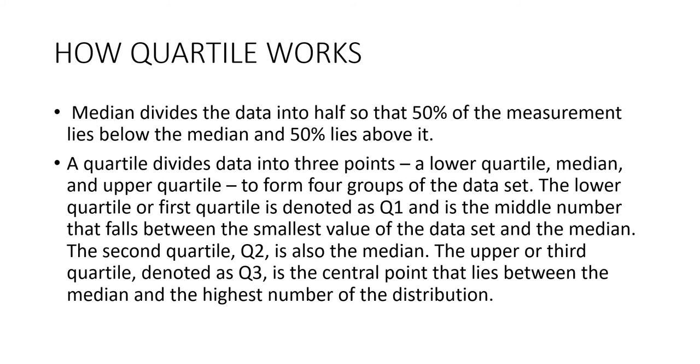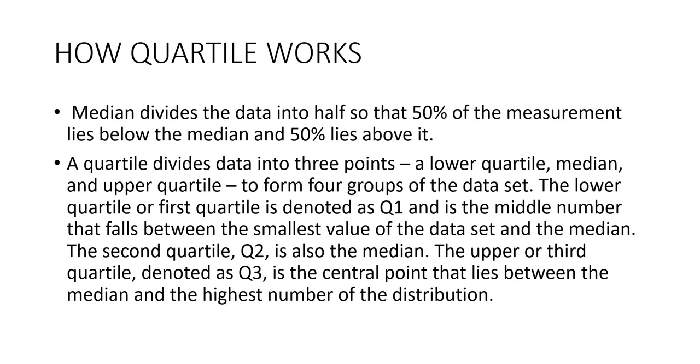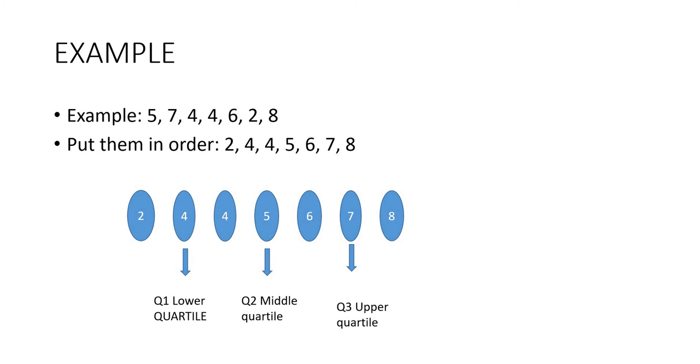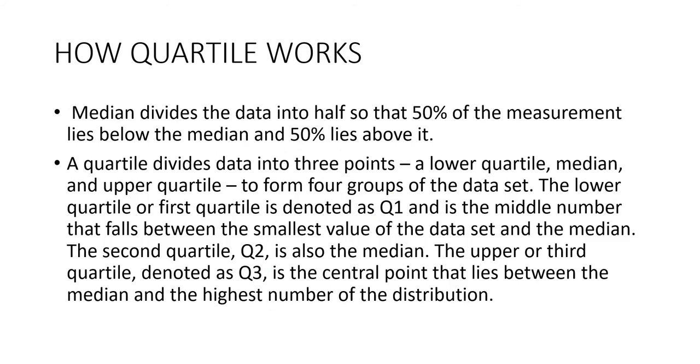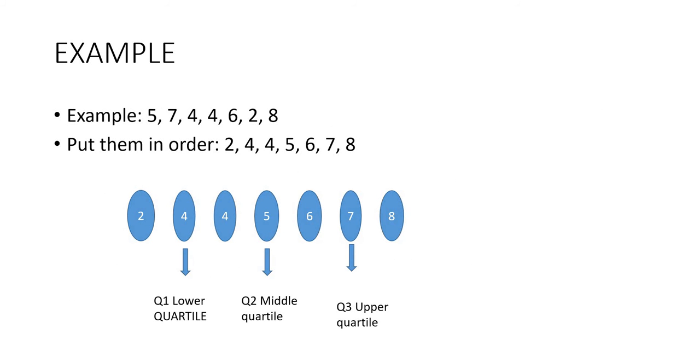So this is the way. The point is here: how many cuts? Three cuts are there. At 3 points, we are dividing the data. How many groups are formed? When you give three cuts, four groups are formed. So you understood that. Now this picture will clearly give you the complete idea. These are all the steps: put the list of numbers in order, then cut the list into four equal parts. You need to use three cuts. Those cuts are known as the quartiles.